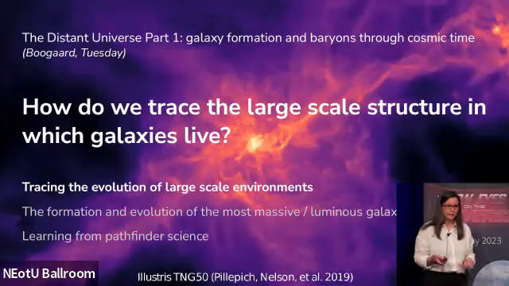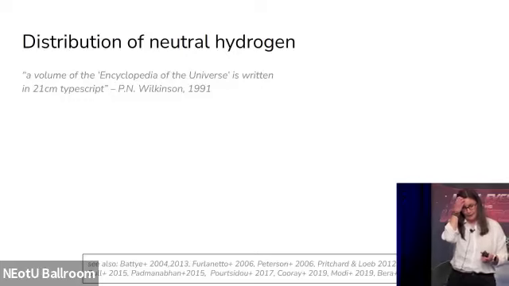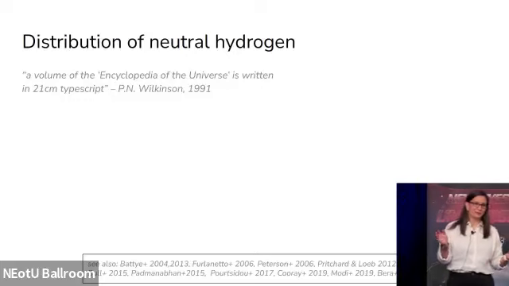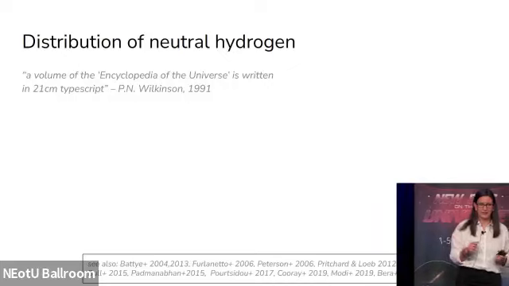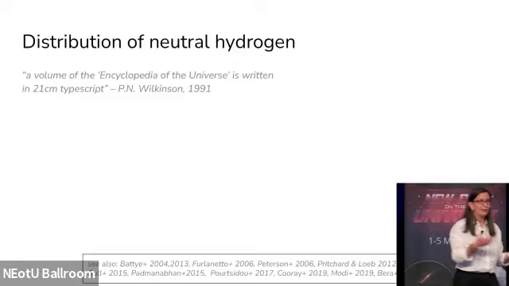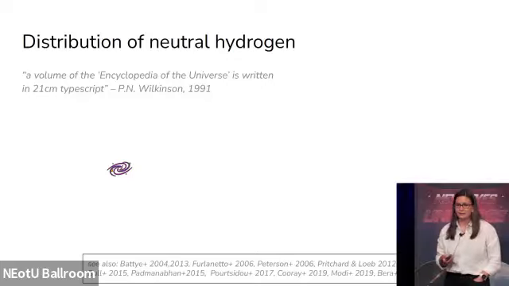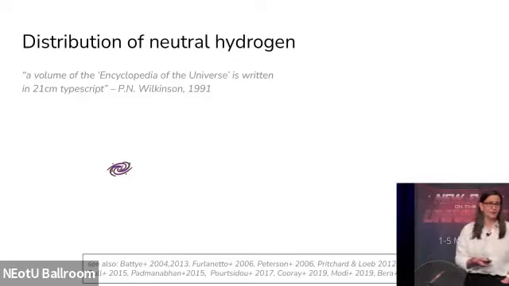Okay, so starting out by tracing the evolution of large-scale environments. When the SKA was first proposed, it was first called the hydrogen array in its initial conception. And Peter Wilkinson said that a volume of the Encyclopedia of the Universe is written in 21 centimeter typescript. So we can trace the large-scale structure by looking at the distribution of neutral hydrogen. And Christine and Eric talked yesterday about detecting individual galaxies with HI. So looking towards detecting individual galaxies out to about redshift 2 is what Christine said yesterday.